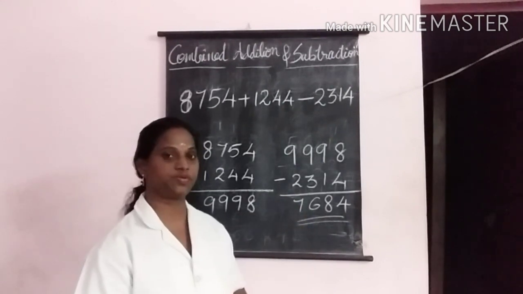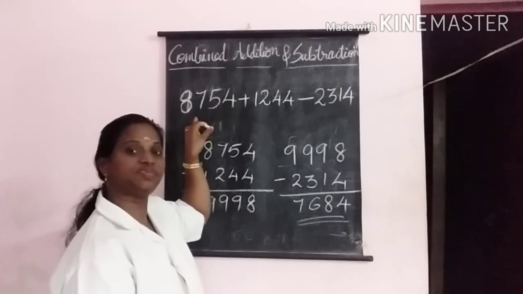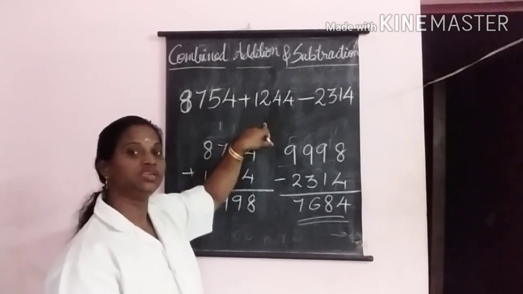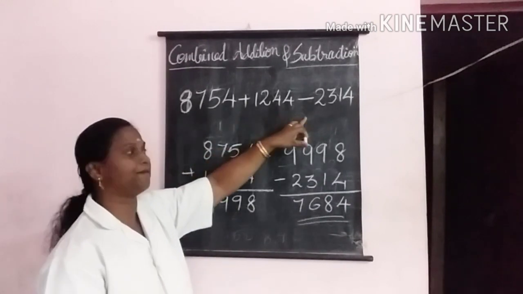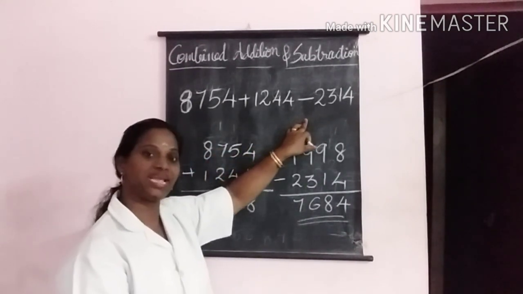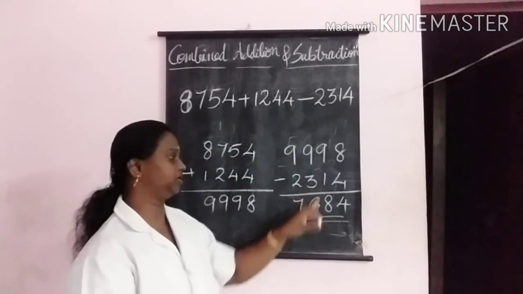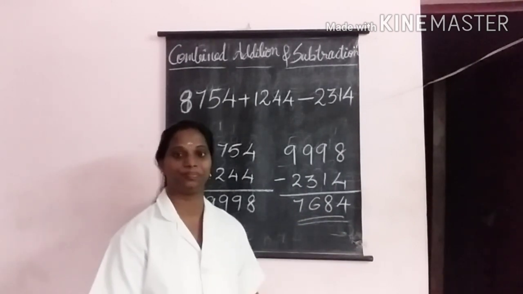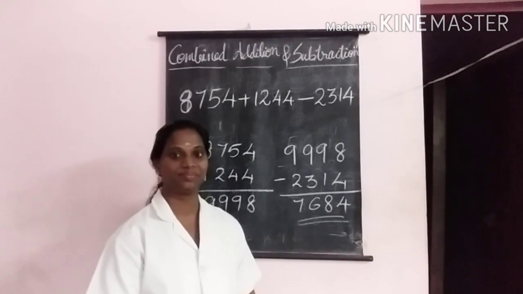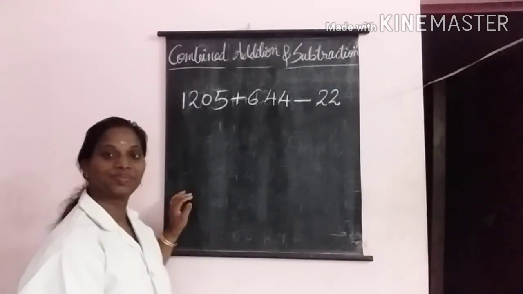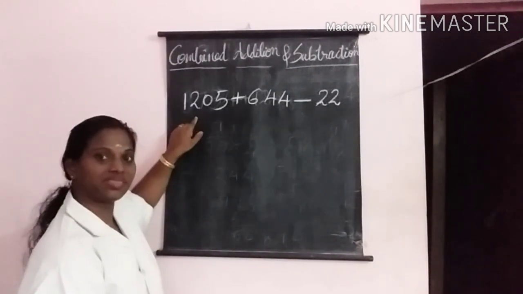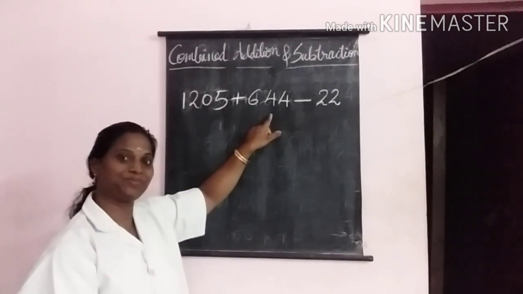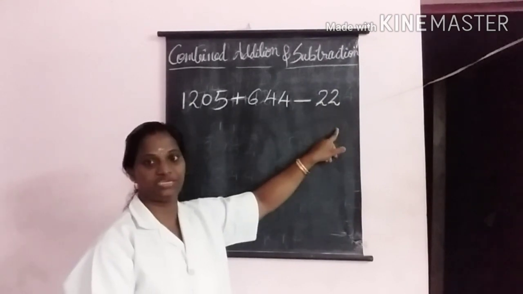So, for the question, 8,754 plus 1,244 minus 2,314 is equal to 7,684. Clear? One more example. See the example 1,205 plus 644 minus 22.